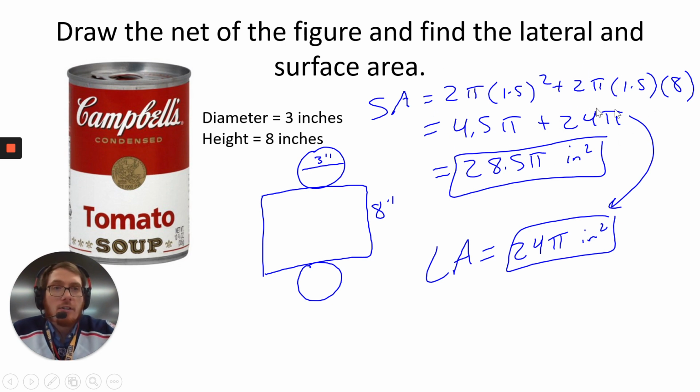The lateral area is just the second part of the formula, which is 24 pi. So I don't have to do any extra work in order to find that answer if I've shown my work correctly on the first part of the question. The lateral area should always be smaller than the surface area because the surface area includes the two circles and the lateral area does not.